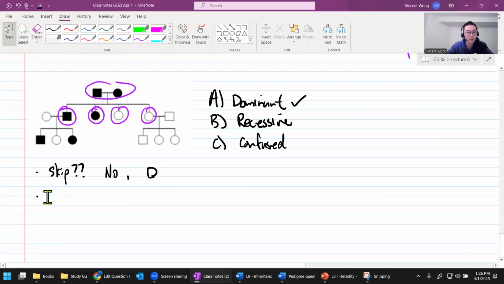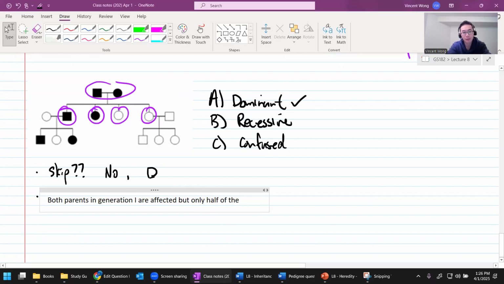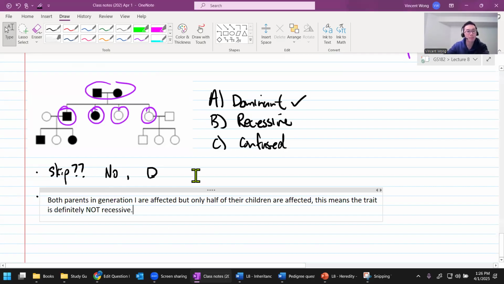Right. So on the quiz, you will say, both parents in generation one are affected, but only half of their children are affected. This means the trait is definitely not recessive. Okay, so we have the skipping. We don't have skipping. We know it's dominant. And then now we have evidence that it's definitely not recessive.